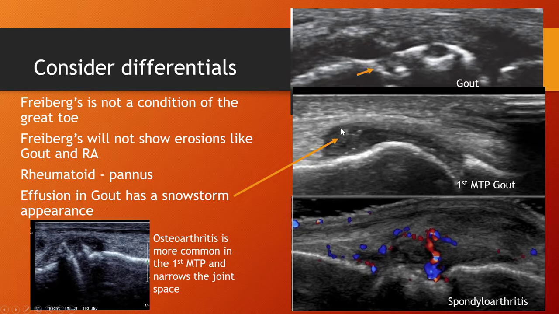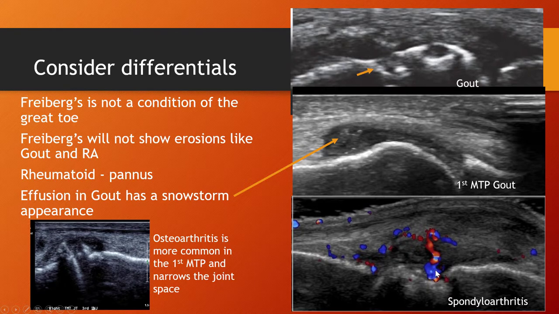Freiberg won't show pannus, and it doesn't usually result in a dorsal effusion that has these little white flecks in it, or the snowstorm appearance of gout. Osteoarthritis normally narrows a joint, whereas Freiberg widens it, and the osteophytes, I'm sure you've seen something like this over the dorsal midfoot. And osteoarthritis is more common in the first MTP again. Spondyloarthritis or your systemic degenerative joint diseases tend to light up like Christmas trees.